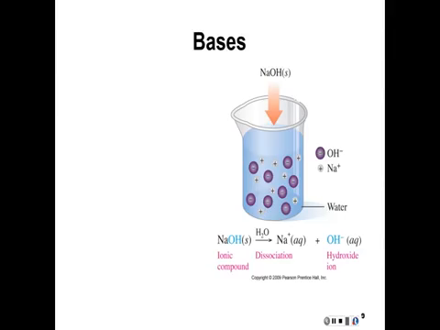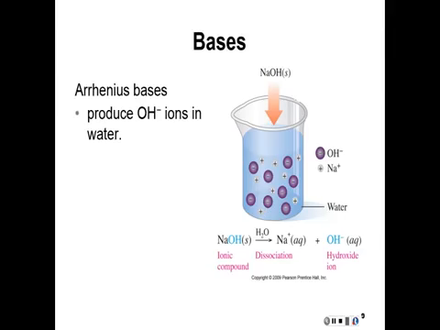Now let's go over Arrhenius bases. So an Arrhenius base is a substance that produces hydroxide ions in water. And you can see over here the sodium hydroxide in water producing sodium and hydroxide ions. It produces a lot of them. And this process is called dissociation because the ions are already present in the solid and the water is able to break them apart or dissociate them.